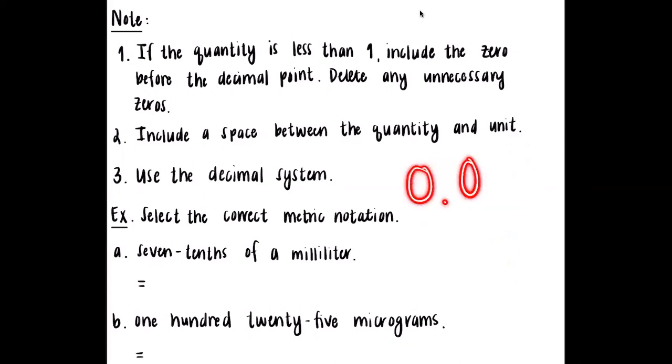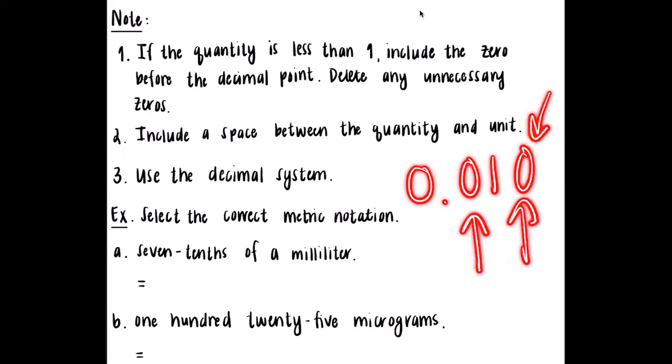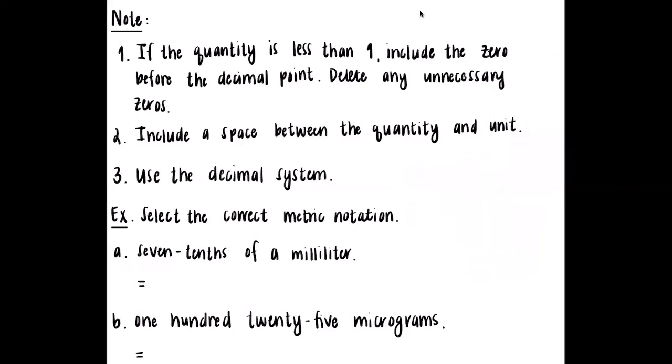But let's say we have 0.010. Well, this 0 is not really changing the number at all compared to this 0. So the last 0 here on the right-hand side, that is what we will refer to as an unnecessary 0. It's not changing the value of the number, because we could put an infinite amount of zeros and it wouldn't change the number at all, because these aren't holding any place in this number and impacting the value in any sort. So we want to make sure to delete any unnecessary zeros and include a space between the quantity and a unit. And then lastly, use the decimal system. So again, eventually in a few chapters, we'll talk about the apothecary system.